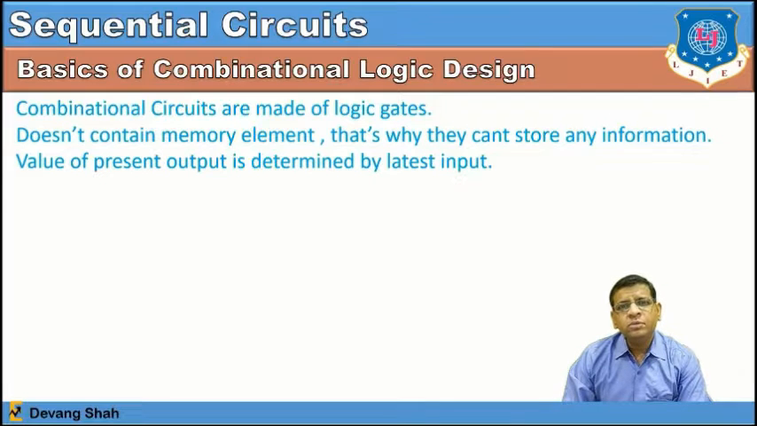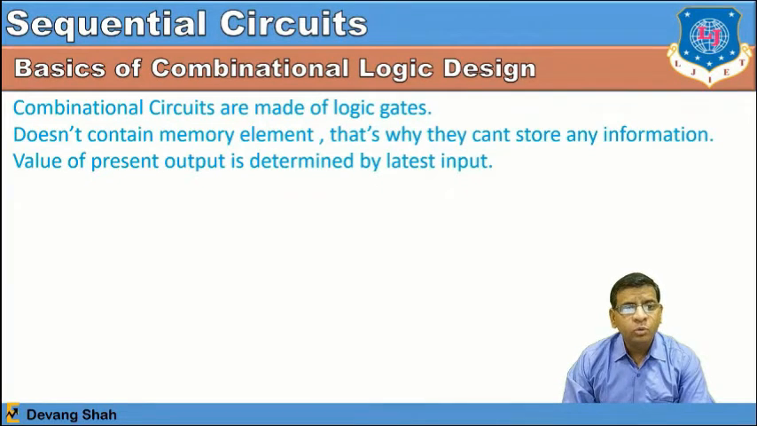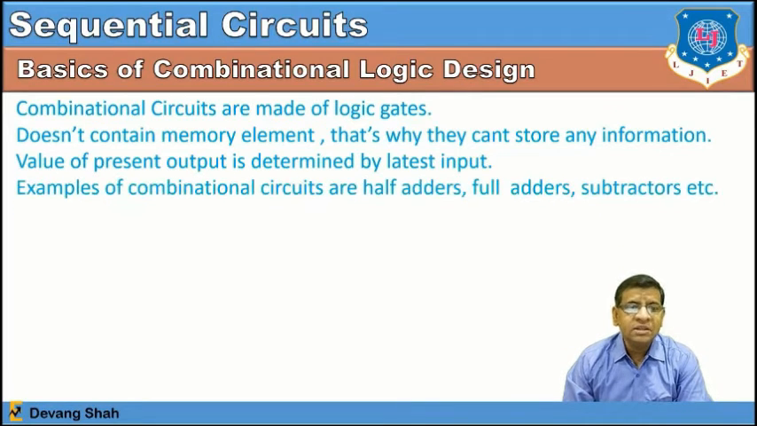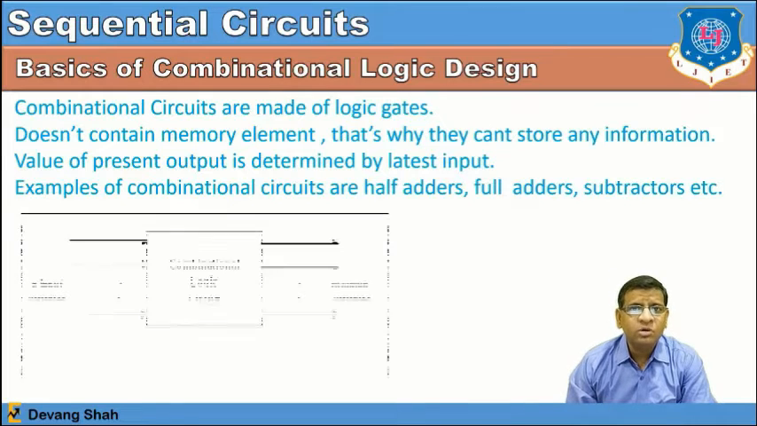Now at one stage, you have to design digital circuitry that would store a bit of information. Once a circuit is going to store a bit of information, you require a kind of memory. In a combinational circuit there is no memory, right? So the value of the present output is determined by the latest input, right? So you can see this here. Examples of combinational circuits are adders, full adders, subtractors, multiplexers, decoders, etc.